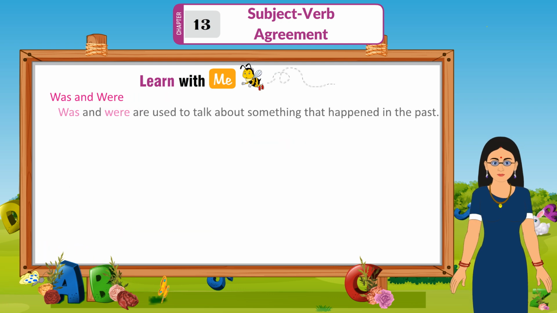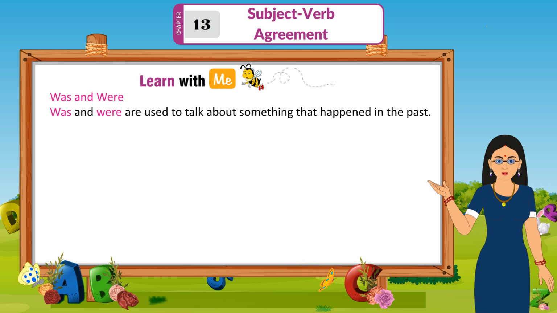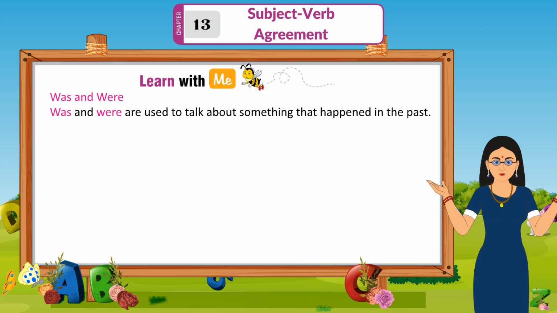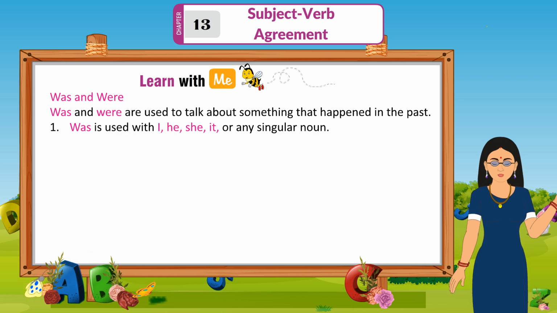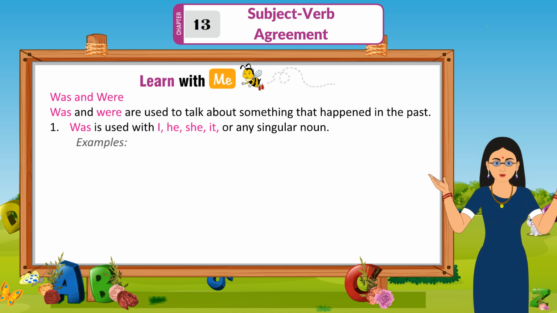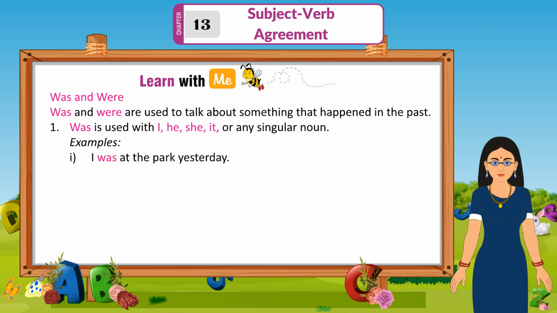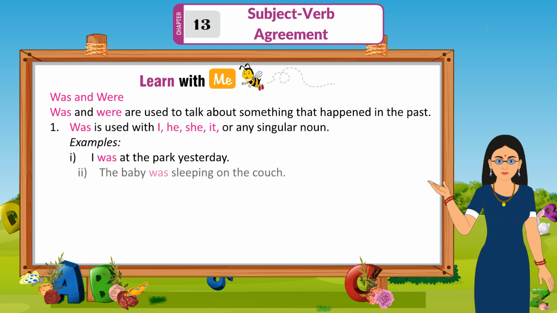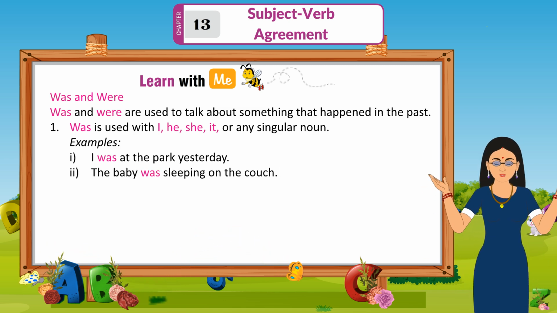Was and were. Was and were are used to talk about something that happened in the past. 1. Was is used with I, he, she, it or any singular noun. For example, I was at the party yesterday. The baby was sleeping on the couch.